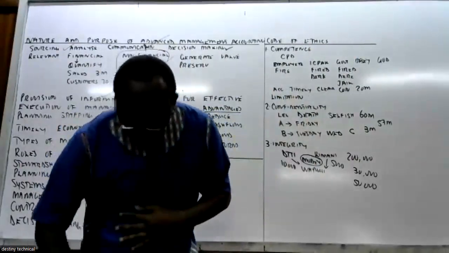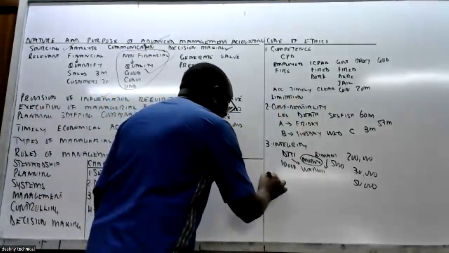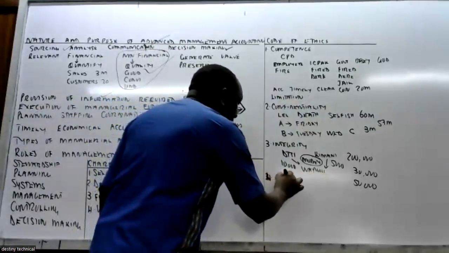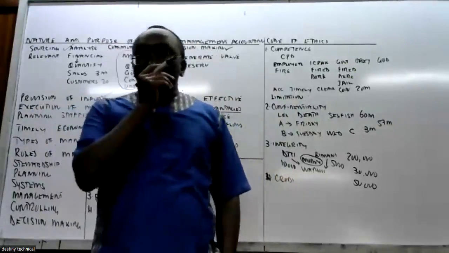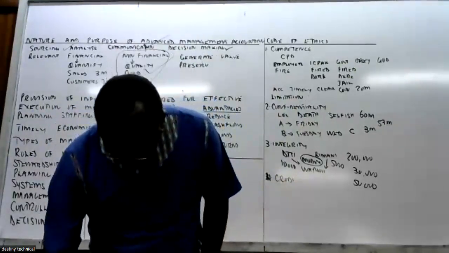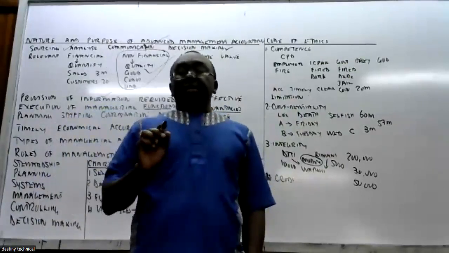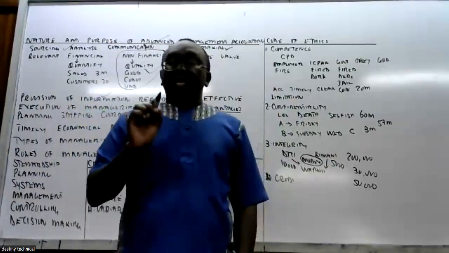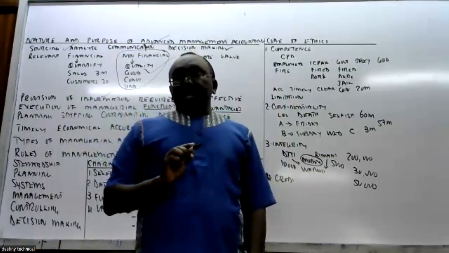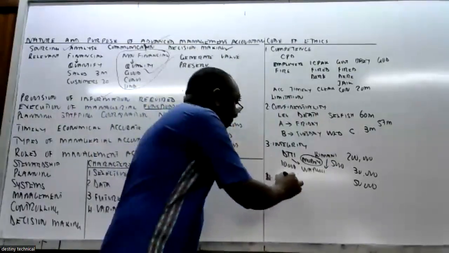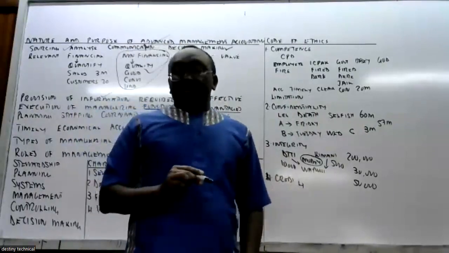The last one is called credibility. Now, credibility, number four, it has to do with objectivity. And when we talk about objectivity, we are talking of three things. One, when you are communicating, communicate to everyone in a fair way, in an objective way. If you are communicating to four people, use the same medium of communication.